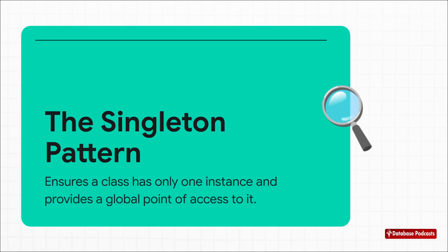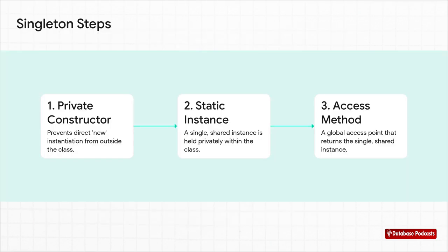Its job is simple, but it's absolutely critical. It guarantees that a class has one and only one instance, and it gives everyone a single global way to access it. So how does it actually work?